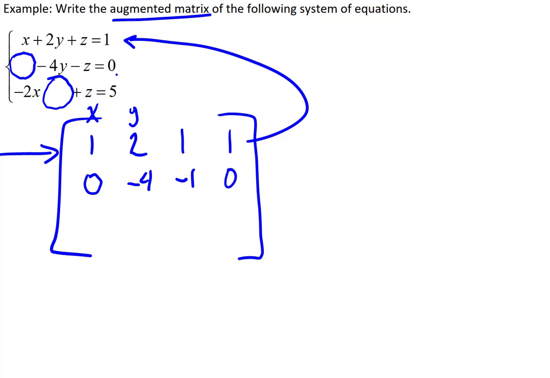Moving on to the third equation, the first coefficient for x is negative 2, so we'll put a negative 2 in the first spot for our third row in our matrix. Moving on, we have a blank y term. There's nothing there. That means we have to put a 0 for that y spot. And then, of course, for the z column in our matrix, there's a plus z, which would be a 1 coefficient, and that all equals 5. So we put a 5 in the last spot.